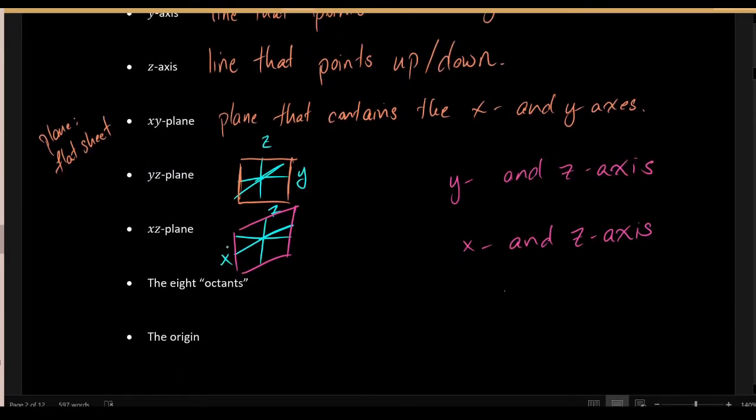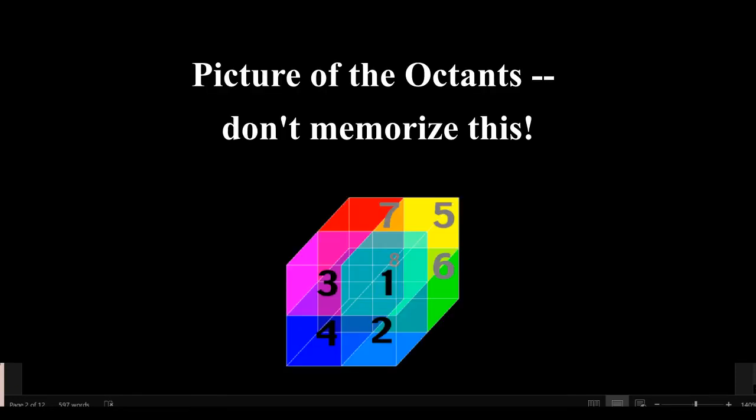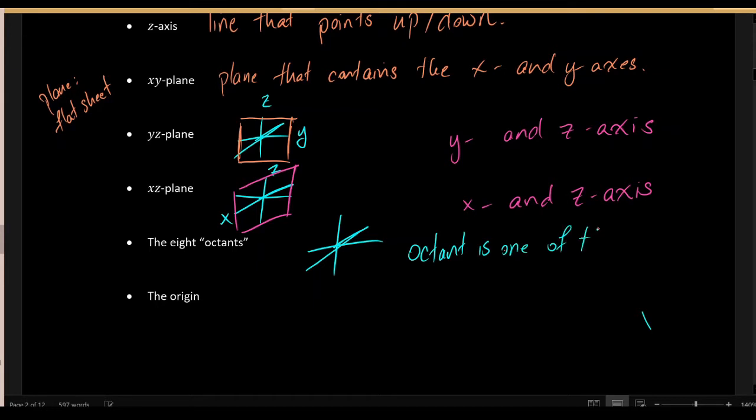Now, as we had in 2 dimensions, the 4 quadrants, which were separated by the 2 axes. In this drawing, we have what are called 8 octants. This is not super important, but it's a word that you may hear going forward. An octant is one of the 8 regions formed by the axes.